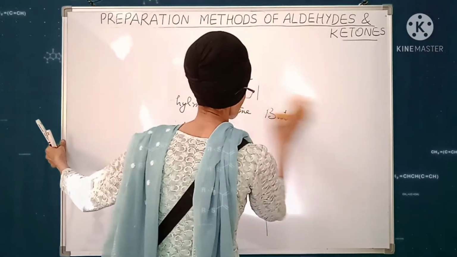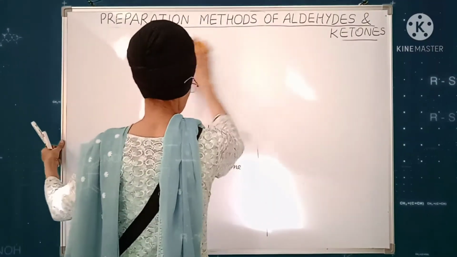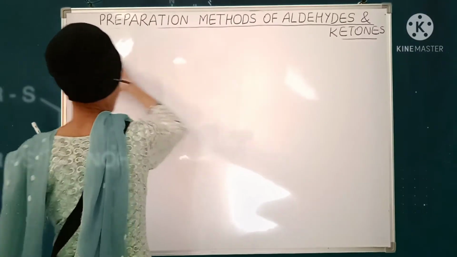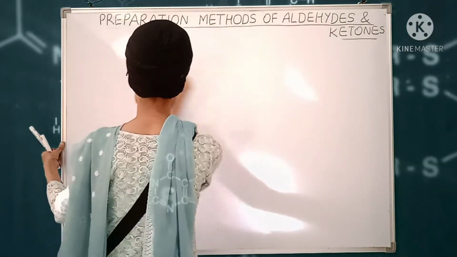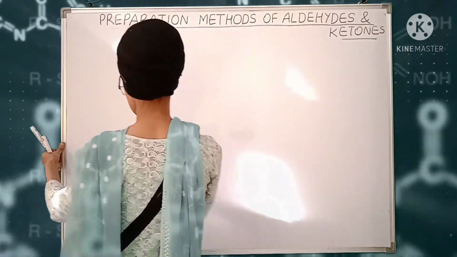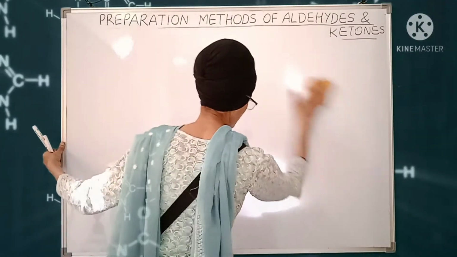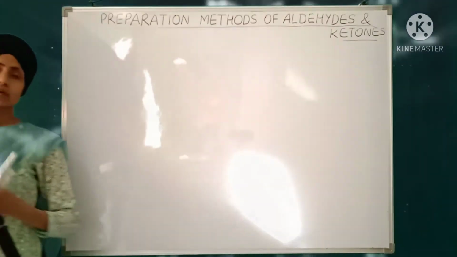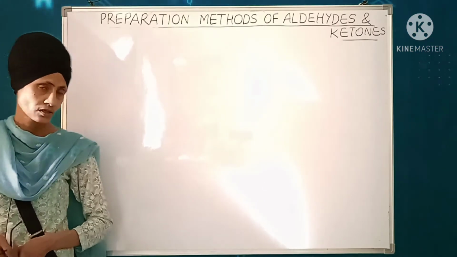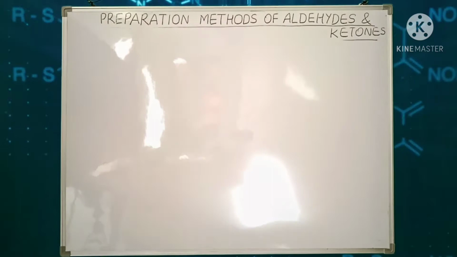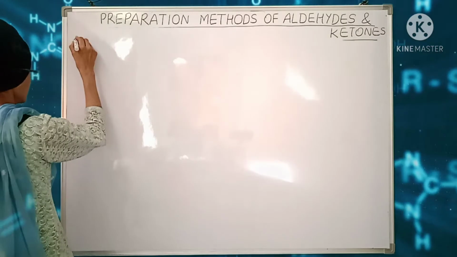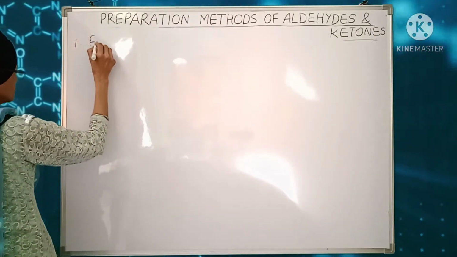Ketones and aldehydes can also be prepared from alcohols. We know that when we oxidize alcohols, we get aldehydes and ketones. So to change alcohols into aldehydes or ketones, we need some oxidizing agent. The most commonly used oxidizing agents are potassium dichromate in acidic medium, chromic acid, that is CrO3, etc., which can be used to convert alcohols into aldehydes. So the first method we are taking is preparation from alcohols.